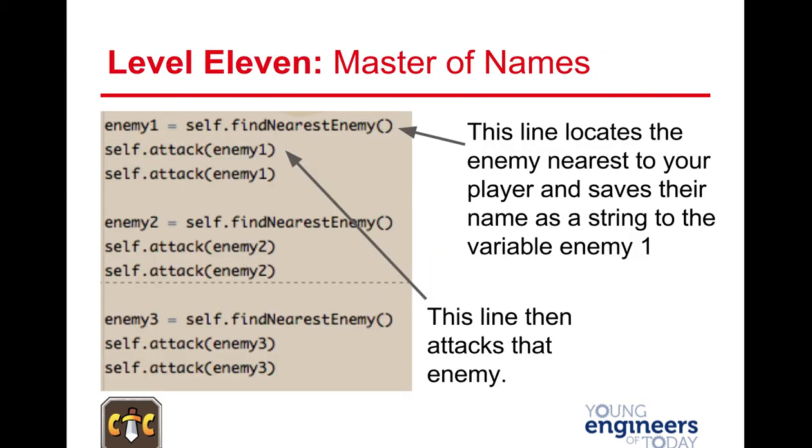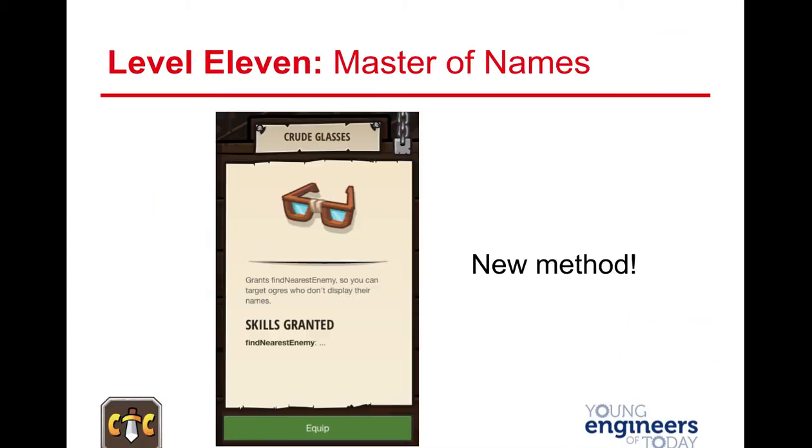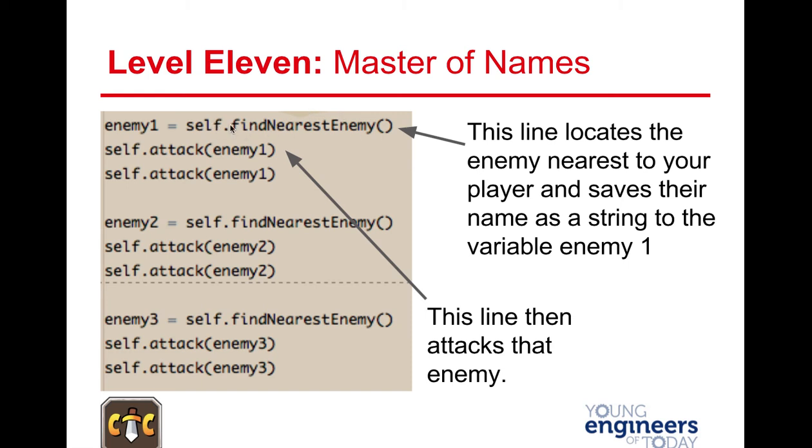So when this line is run, whatever enemy is closest to you, let's say their name is Krat. So you're playing the game and Krat is the nearest monster to you, the nearest ogre. Then this whole line, self.findNearestEnemy, becomes the string Krat. So the string Krat is then saved to enemy1, and you can attack enemy1. That's why the variable is useful, because you don't know who the nearest enemy is going to be. It really could be anything. So the first line locates the enemy nearest to your player and saves their name as a string to the variable enemy1. And then in the second and third line, they attack that enemy.